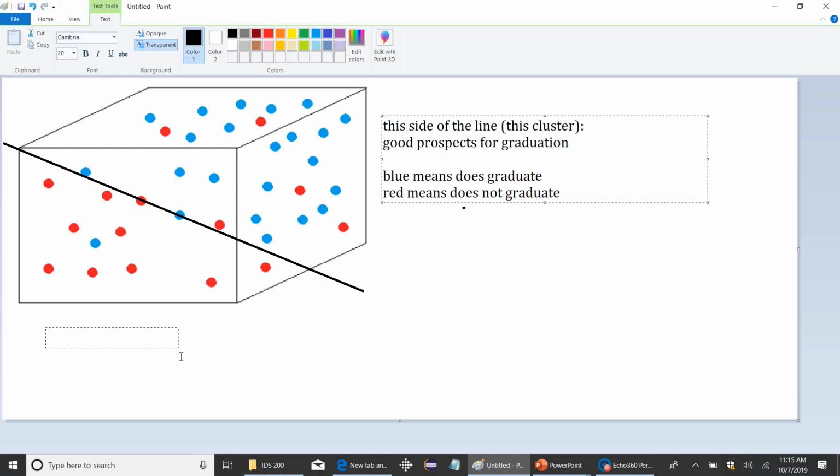All right, on this side of the line, low prospects for graduation, right? We can see most of the dots are red over here. I mean, there's one blue one, he might surprise us. There's a few red ones over here, but this is a pretty good single line split of the data, okay? Does that much make sense?